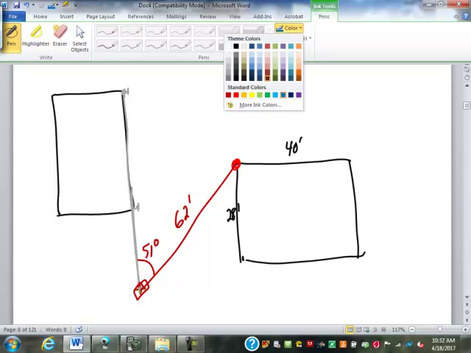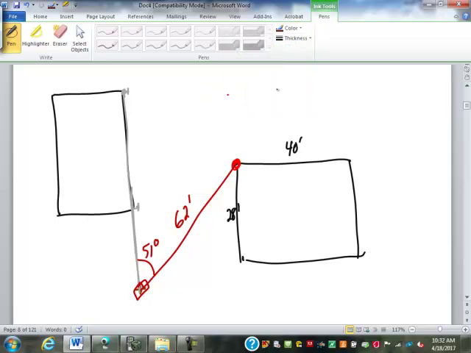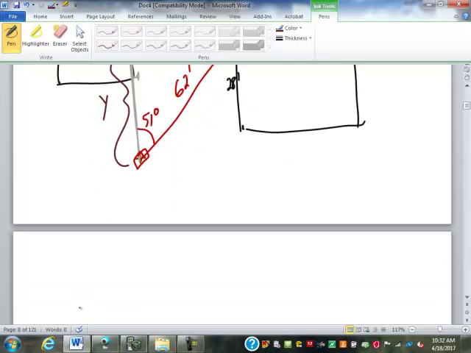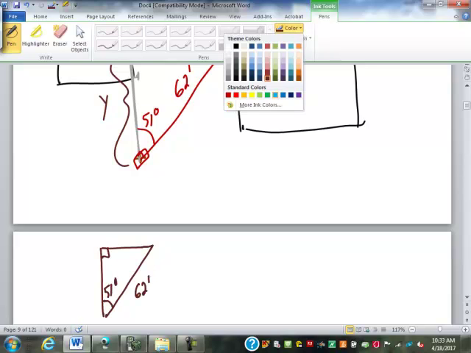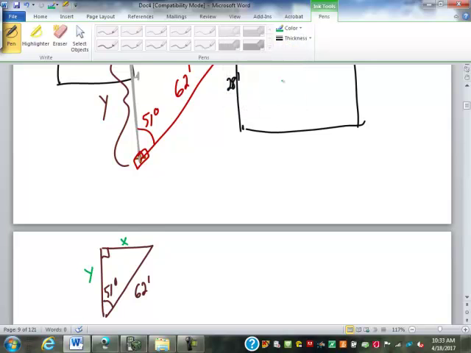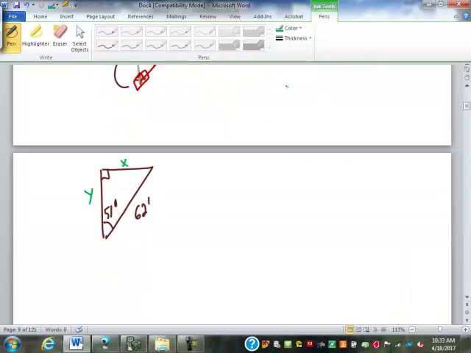What I want to do is figure out how far over that is. I'm going to call this my X coordinate and my Y coordinate. How do I do that? I'm going to draw a triangle down here. This is 51 degrees. This is my right angle, and this is 62 feet. I want to know X and Y. Tell me how to find X and Y.